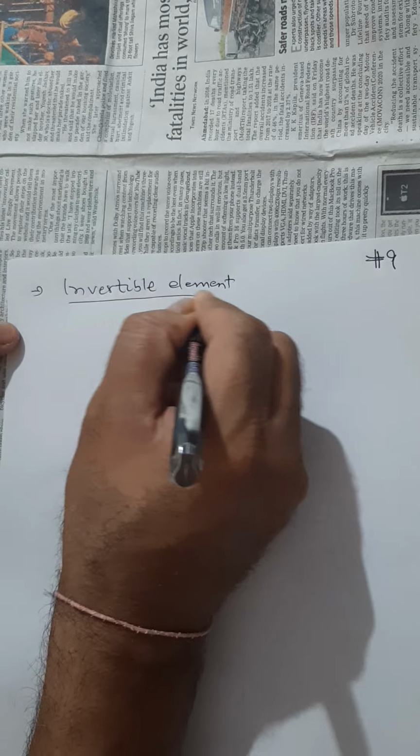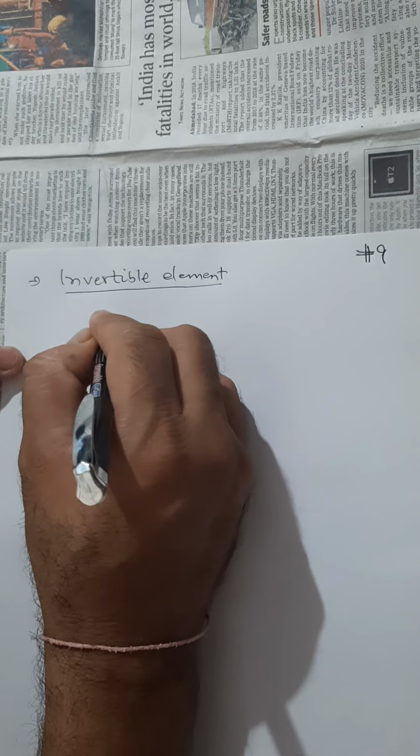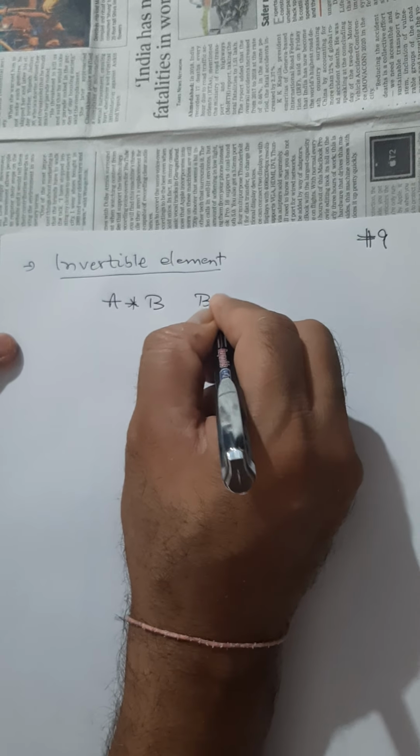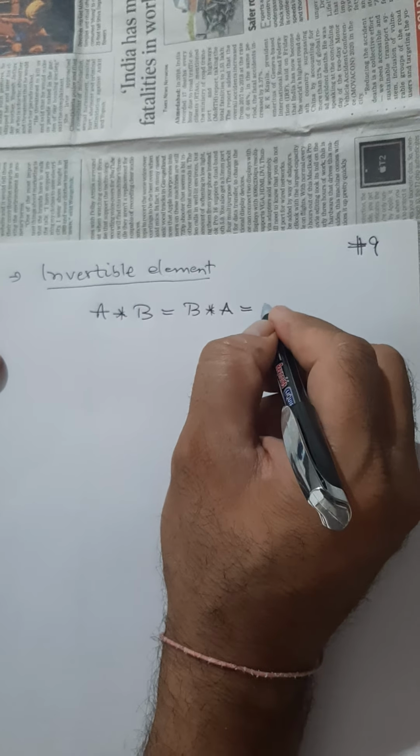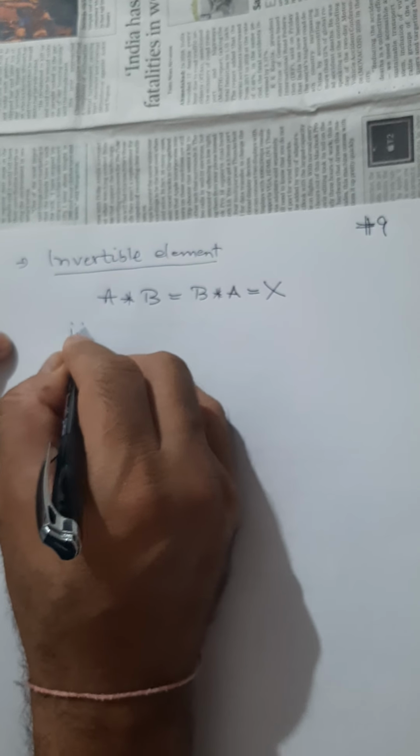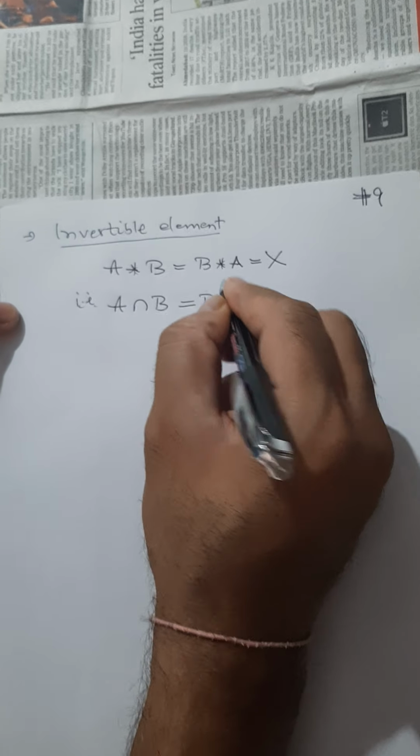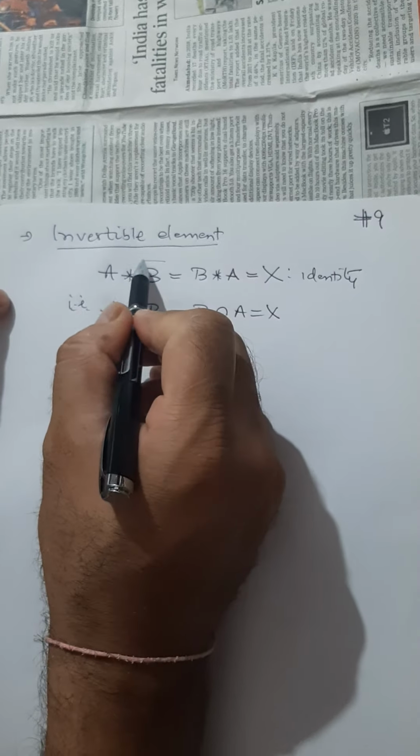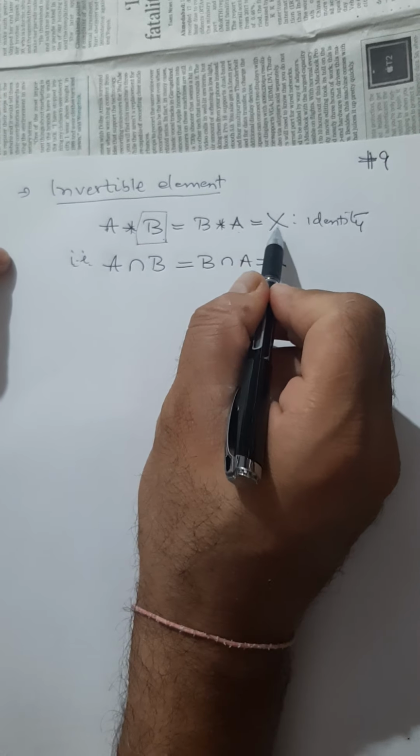So you recall here, by definition, A asterisk, you find some other set B, asterisk set A again. The answer should be identity, which is here X. That is A asterisk B equals B asterisk A equals X. This is identity, remember. This is the definition of an invertible element. B is said to be the inverse of A, if you recall, A asterisk B equals identity.